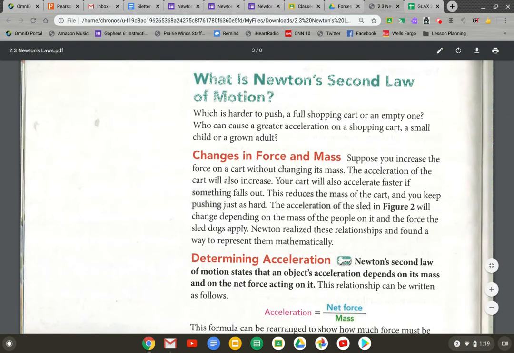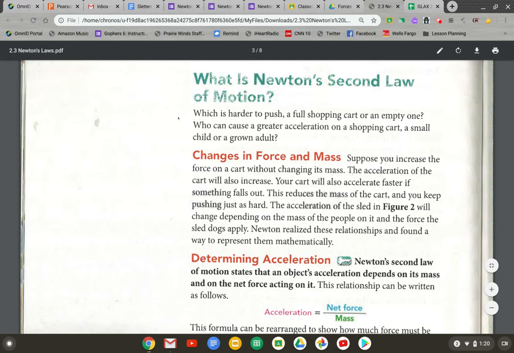Hi, everyone. Today we're going to be reading pages 46 and 47 in your physics workbook, and we will be specifically looking at Newton's second law of motion. So, as you can see on the top of page 46, it says, what is Newton's second law of motion?